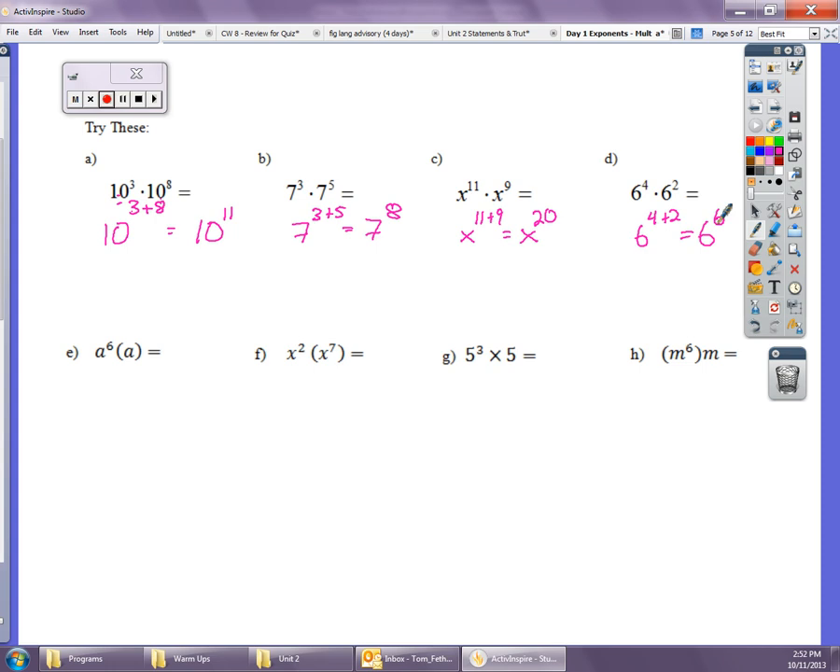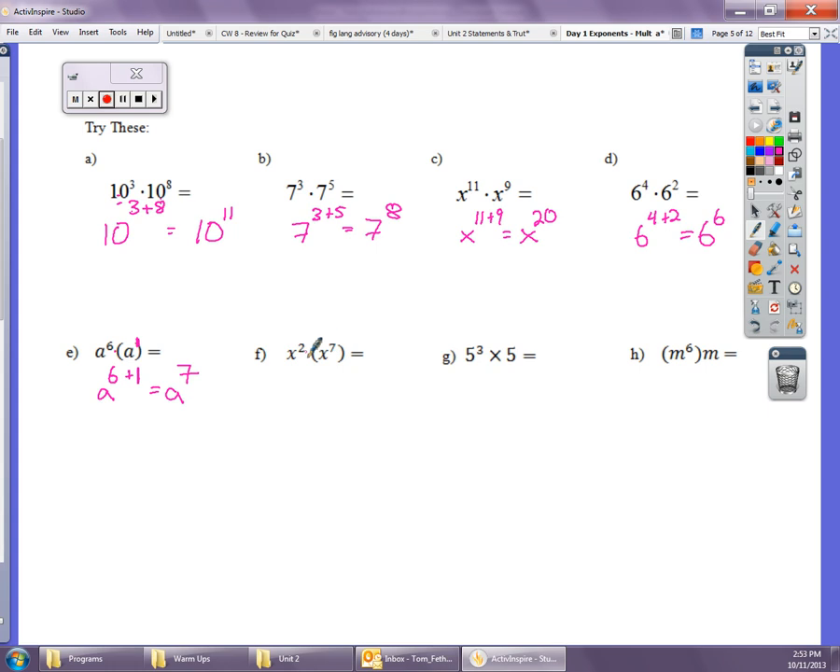Now when we look at E, we have a to the 6th and a. Well, this is just another way to say times. So we're multiplying our bases. We can put an exponent of 1 because there's one a there. So it has the exponent of 1. So a to the 6th times a to the 1st, they have the same base, so we can add them. 6 plus 1 will give us a to the 7th.